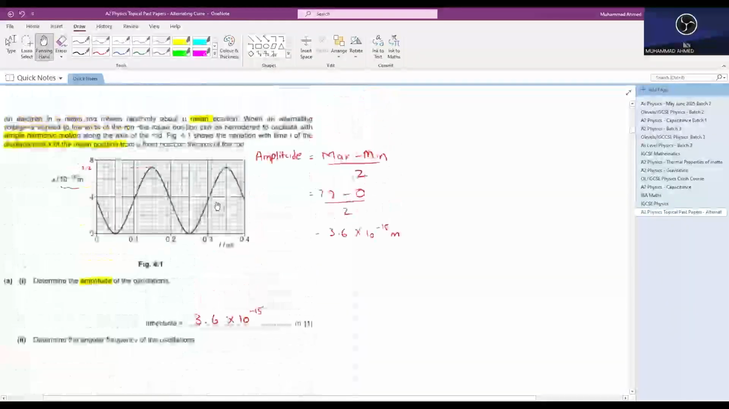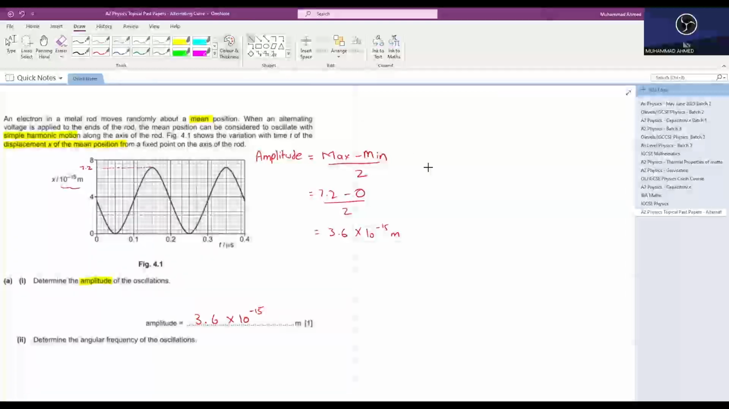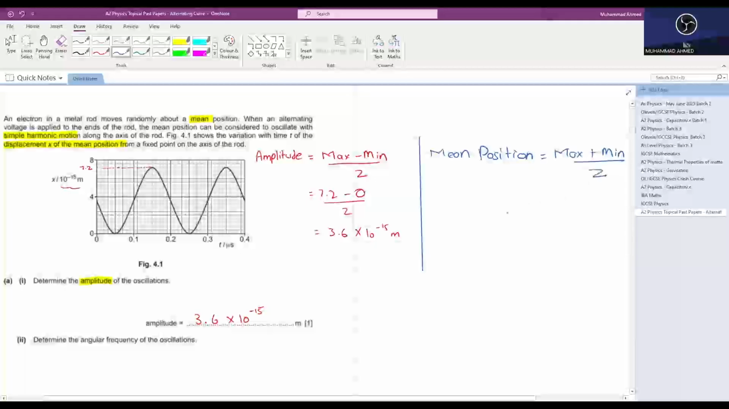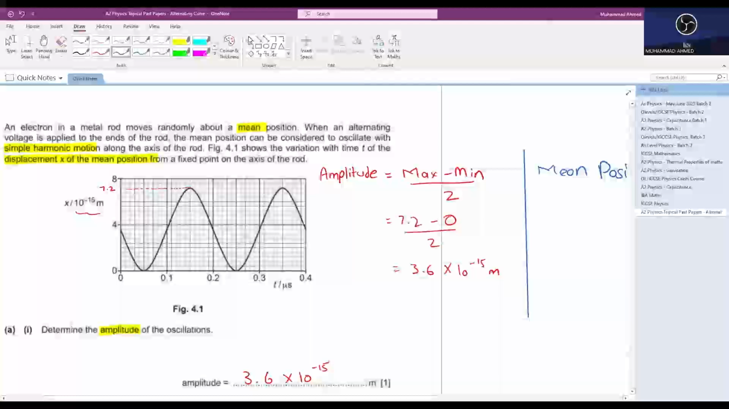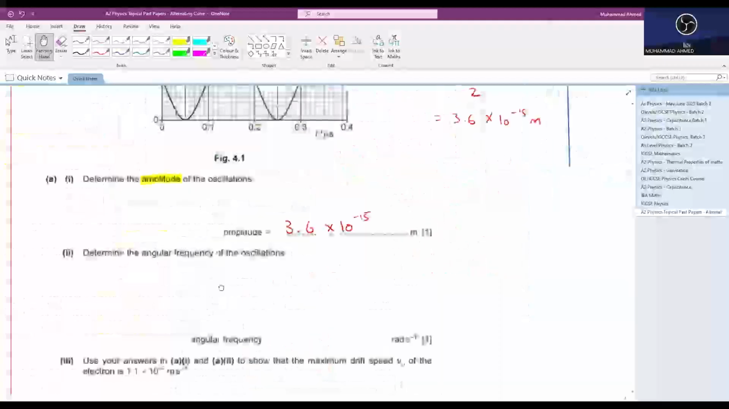Also, one more thing that you must know right here: if you have to calculate the mean position of a graph starting non-symmetrically, you will say maximum plus minimum divided by 2. Here my maximum value was 7.2, the minimum value was 0, divided by 2. My mean position comes out to be 3.6. So my mean position will be somewhere here. Yes, this is the 3.6 line.